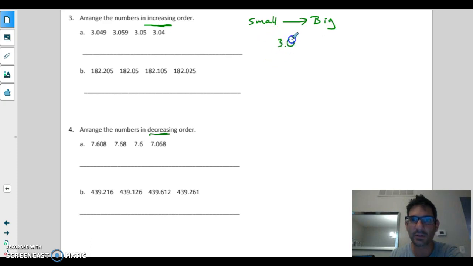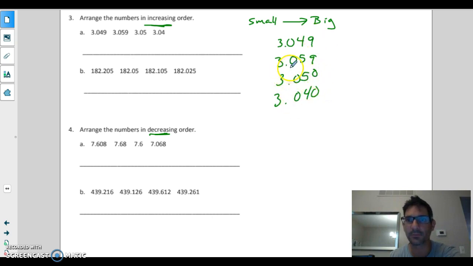I'm going to do A just so you guys can see it. 3.49, 3.059, 3.05, and 3.04. Now I'm going to add zeros here because I want them all to have the same amount. Now, do I have a winner in the left column? Nope. Zeros? Nope. I got 4, 5, 5. So I'm going smallest. So I'm going to look at this 4 and I'm going to look at this 4. Well, that's 40 and that's 49.